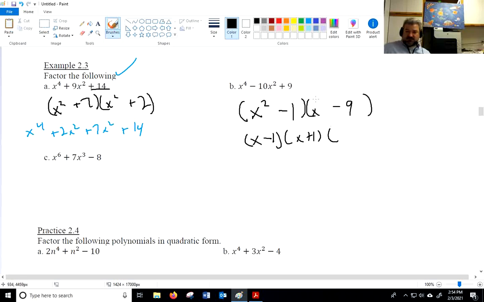And we're missing a squared on this one. X squared times x squared is x to the 4th. Okay, and that gives me x minus 3, x plus 3, and it's factored.